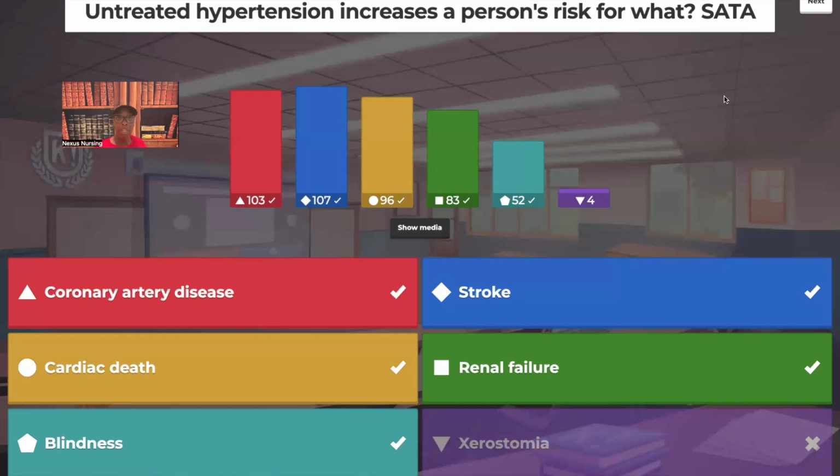Anyway, back to the hypertension. Untreated hypertension can cause everything on this list except for xerostomia.